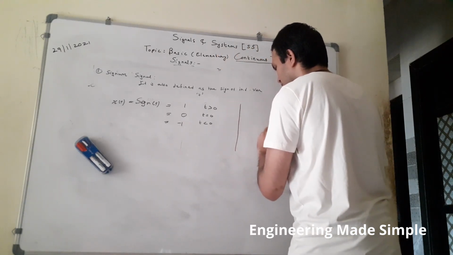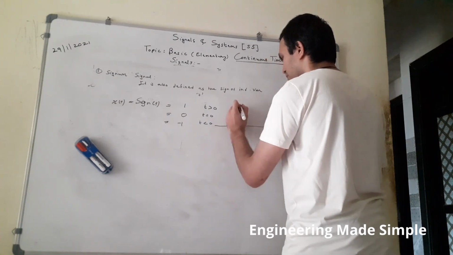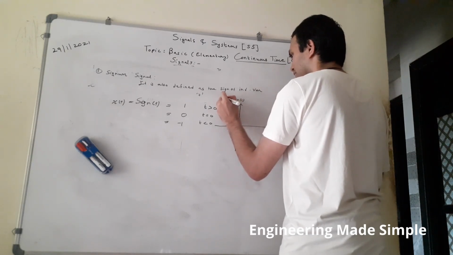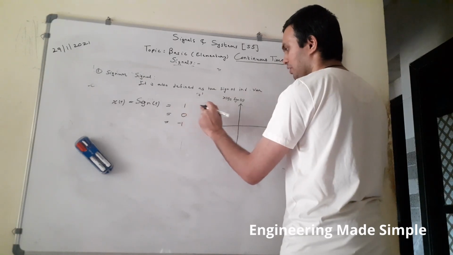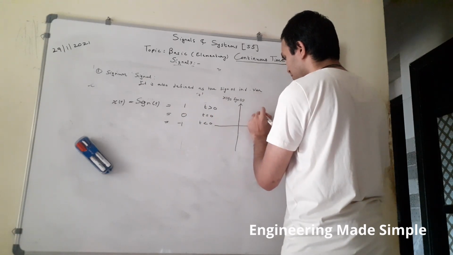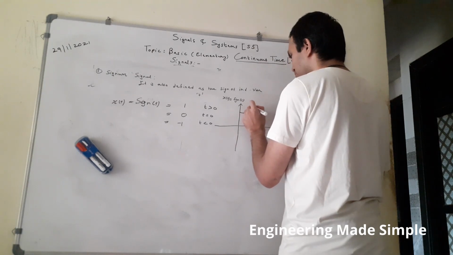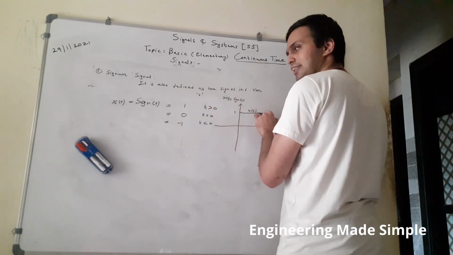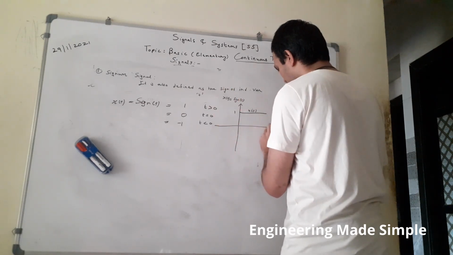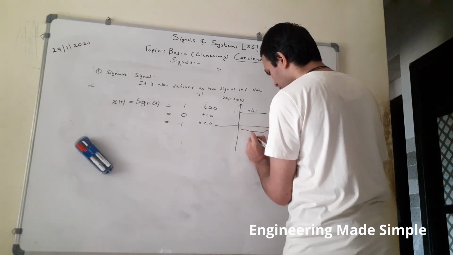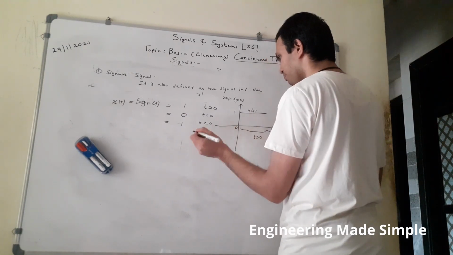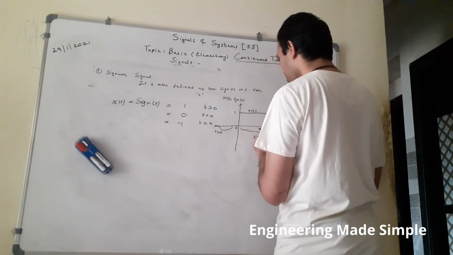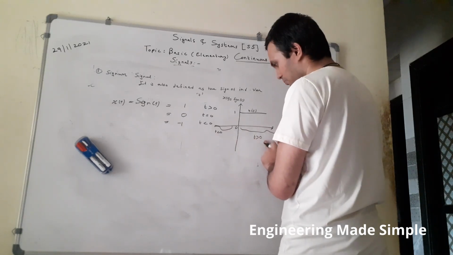So this is your plot of the signum function. I will write x of t is equal to SGN of t on the y axis. Now let us see its signal definition. For t greater than 0, its value is 1, right? So this is similar to your unit step function. This particular section is t greater than 0, this is t equal to 0, and for t less than 0, that is this part. You should not label it this way. I am labeling it for explaining purposes only.